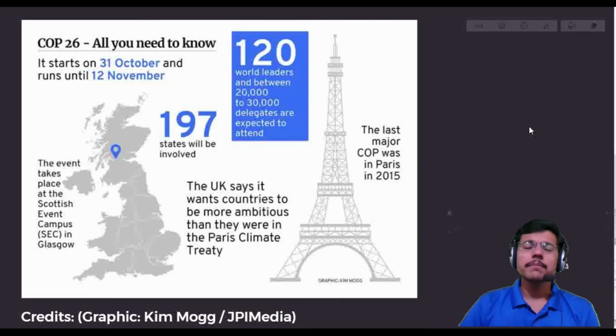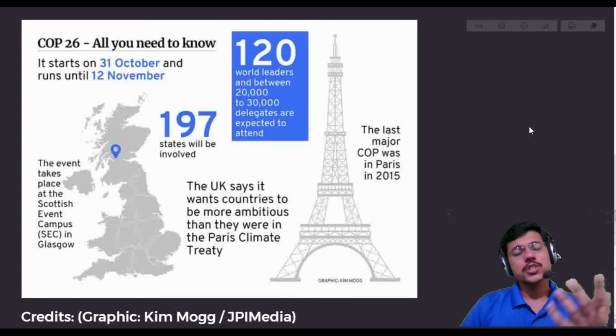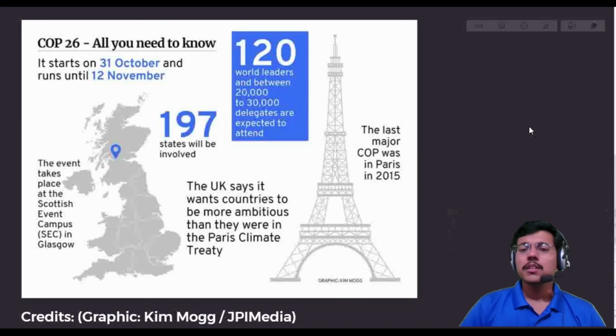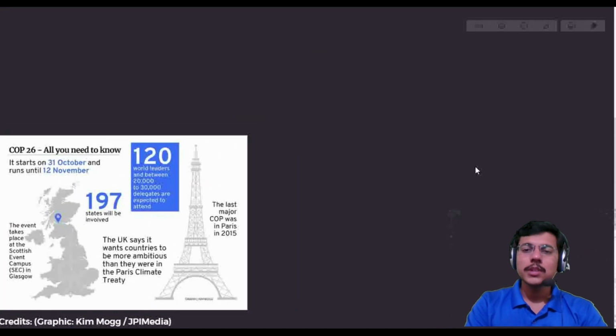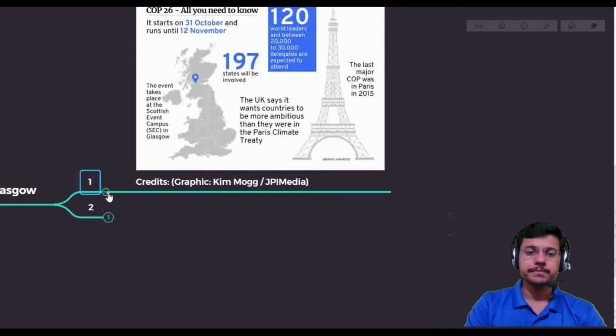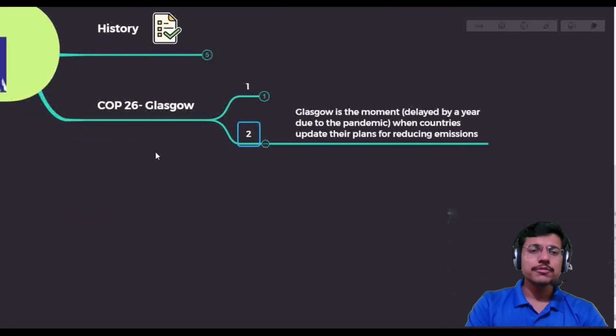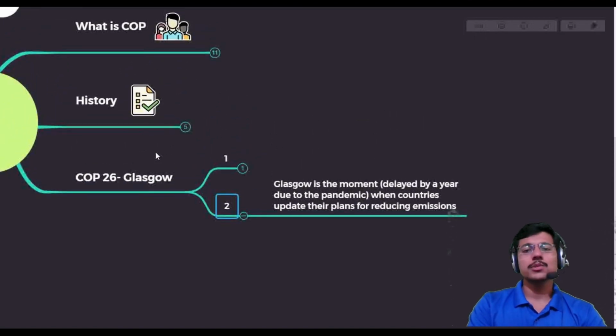And as the UK is the partner for this COP26, the UK wants all countries to be more ambitious than they were in the Paris Climate Treaty, and we know that Paris was a watershed moment in the overall climate change movement of the world. So it was a major COP that was held. So the UK is expecting that COP26 Glasgow also becomes such a milestone in the world climate change movement, right? So let's move to the next, and that is why Glasgow is so important, right?